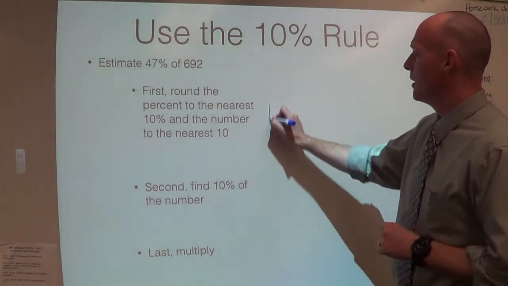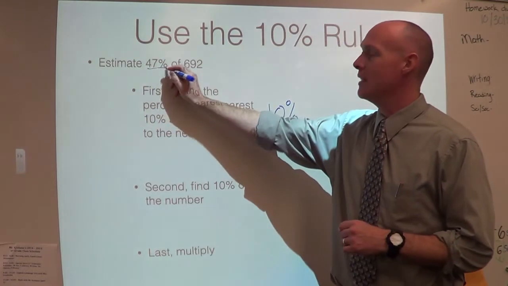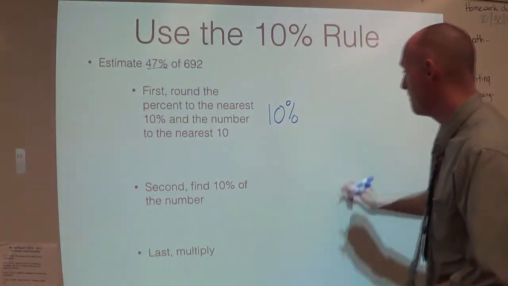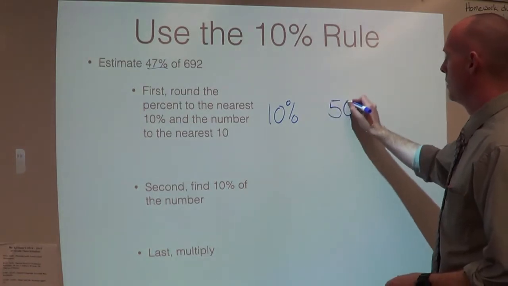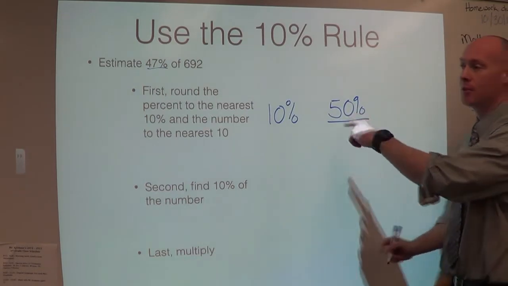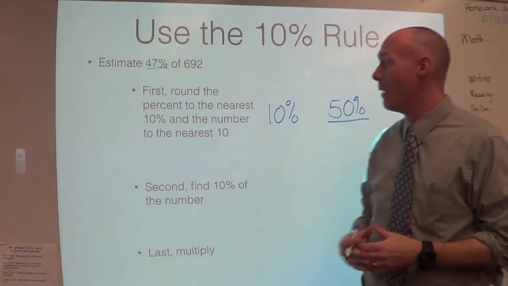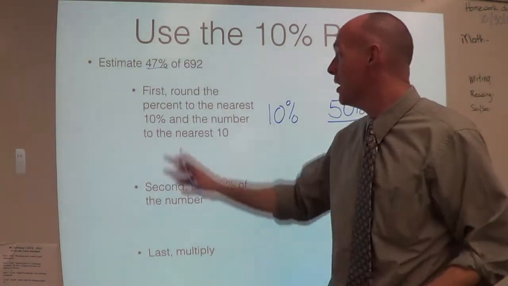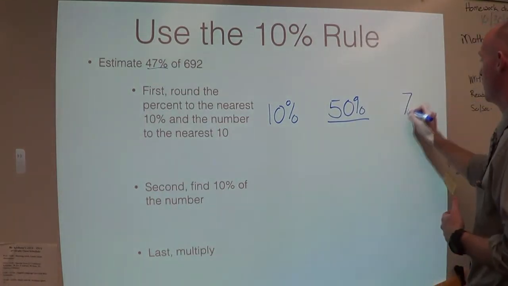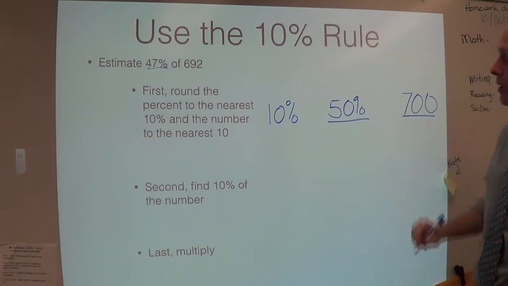So what we're looking for is the nearest 10%. And here I see 47%. So we'll say that that's close to 50%. Okay, so our first one is we round it to the nearest 10%, which is 50%. Now this one here, which is 692, we want to round that to the nearest 10. So 692 will bump up to 700. Okay, so now we have 2 numbers we're working with.